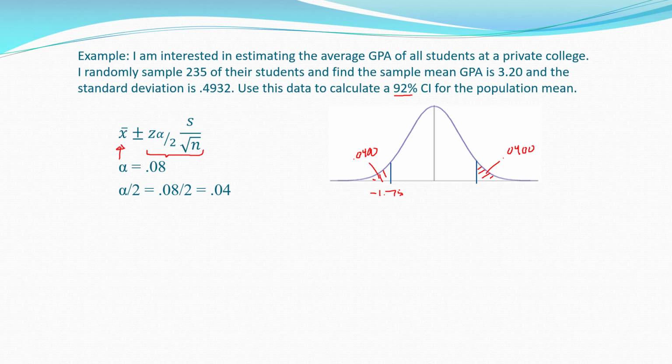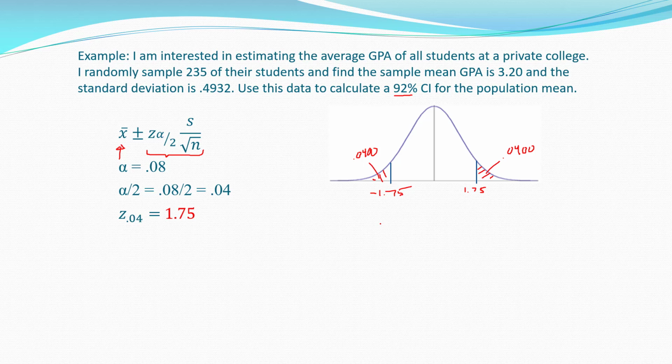And so if you have 0.04 in the upper tail, you could find that by looking up the probability 0.96, the less than or equal to probability of 0.96. And again, you're not going to find it exactly. You're going to see 0.9599, which is, again, really, really close. But the z-value that we're going to use for a 92% confidence interval is 1.75.